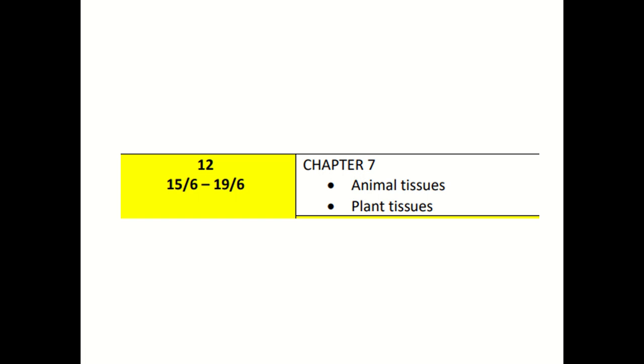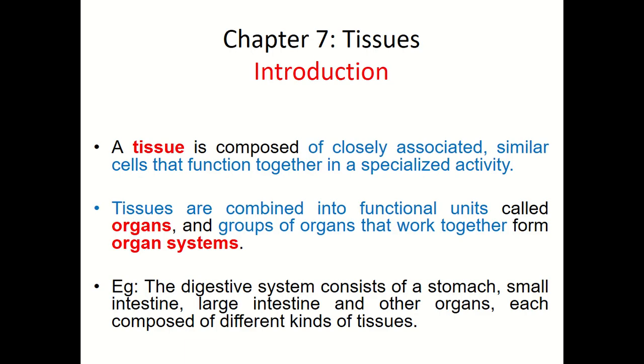Hi class, today we will learn the last chapter, which is chapter 7 on animal tissues and plant tissues. So, what is tissue? A tissue is composed of closely associated similar cells that function together in a specialized activity, and tissues are combined into functional units called organs, and groups of organs that work together form an organ system. And remember, organisms have sets of organ systems, including humans.